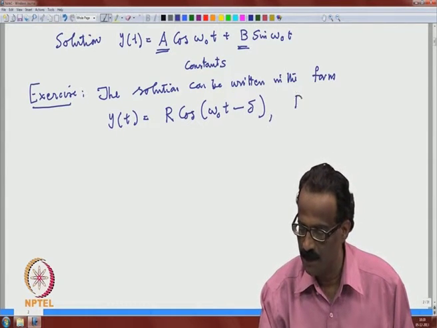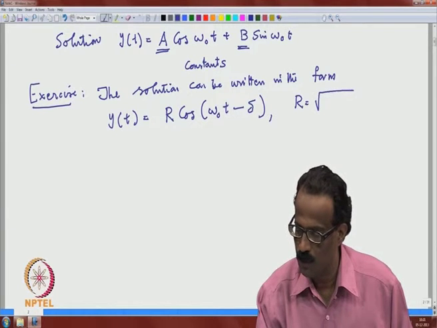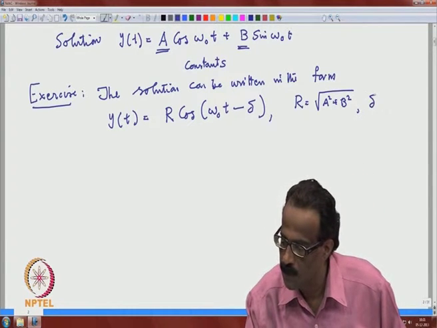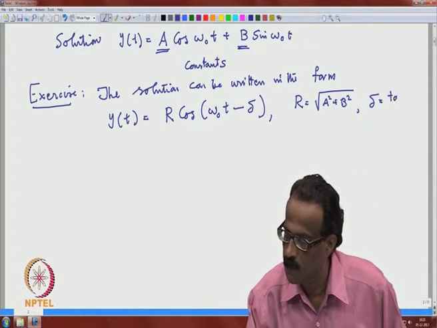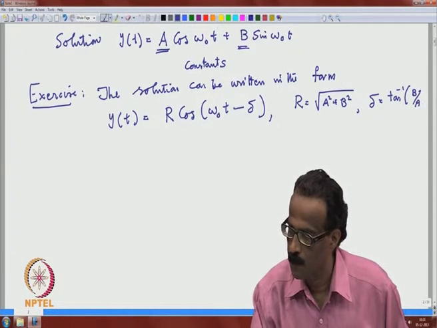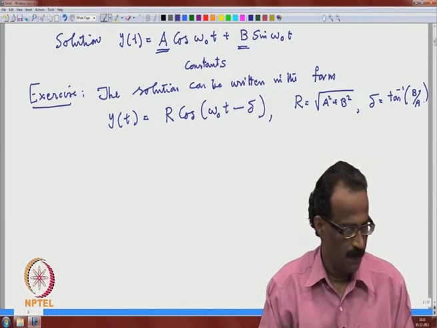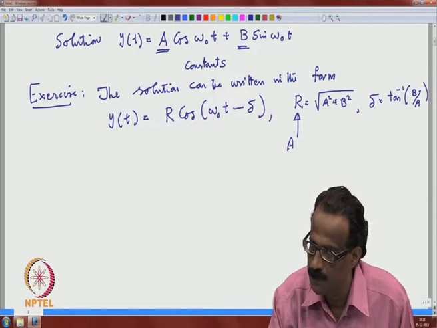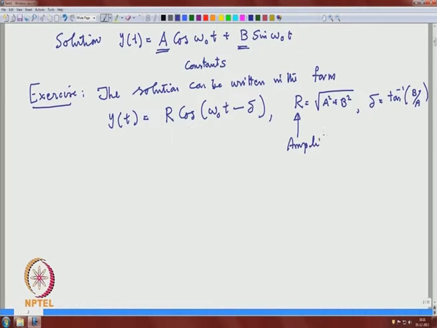And what is r? r is nothing but the square root of a square plus b square, and your delta is equal to tan inverse of b by a. This r is called the amplitude, and this delta is called the phase angle. You will see why it is important.